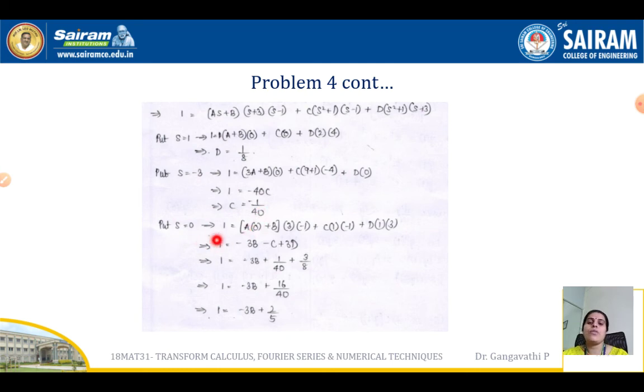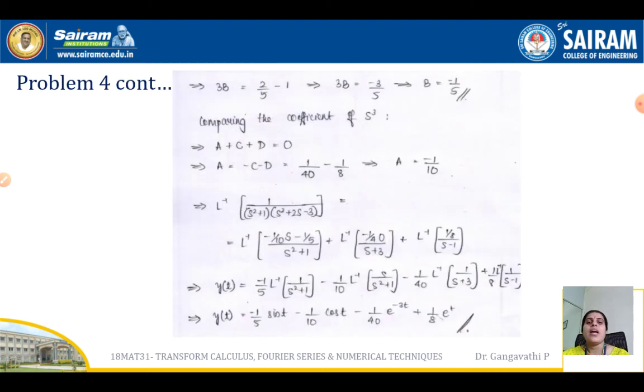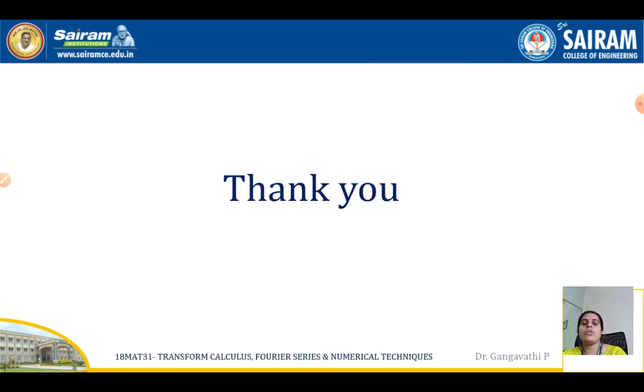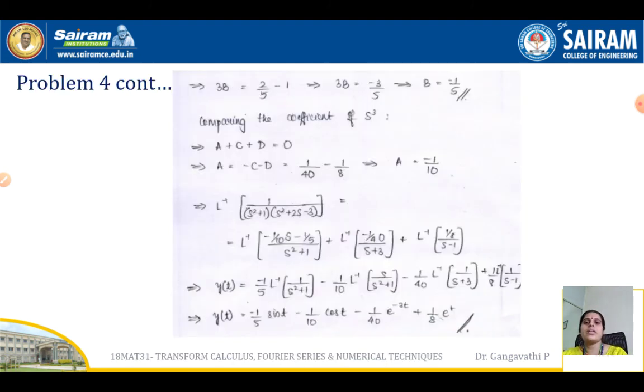And when s is equal to 0, simplifying further, we get an equation which is 1 is equal to minus 3b plus 2 by 5. And substituting another value, we get this. So 3b is equal to 2 by 5 minus 1, but we need to know the value of b, so we get this as minus 1 by 5.